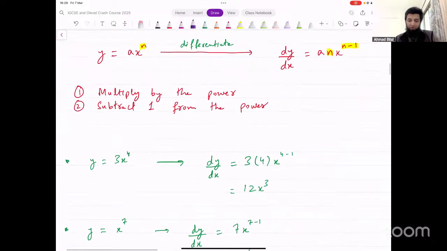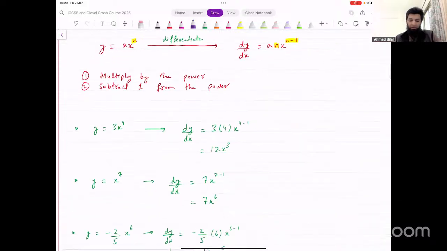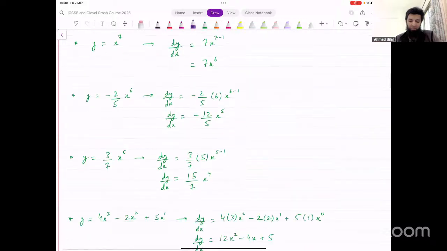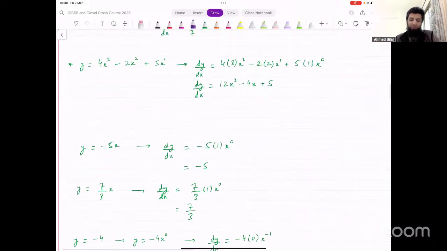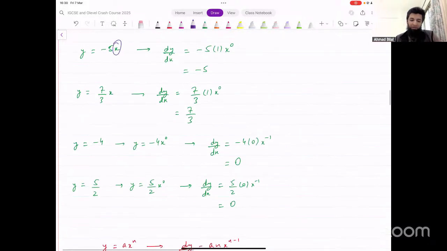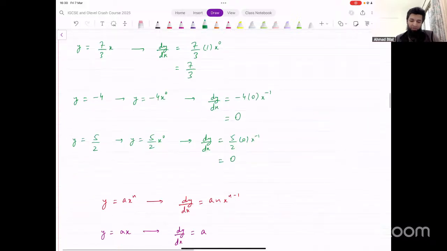What's the rule for differentiation? You multiply by the power, subtract 1 from the power. If you have a constant multiplying outside, the rule does not apply on that. That remains as it is. The rule is only going to apply on x power something. We did some examples on this. If we have multiple terms, you just differentiate each term separately. If it's x power 1, the derivative is just the constant that's outside. If it's a constant, the derivative of a constant is always 0.